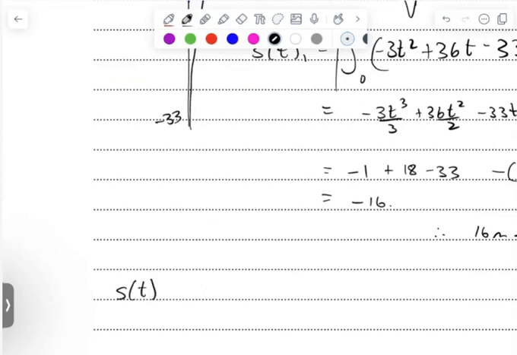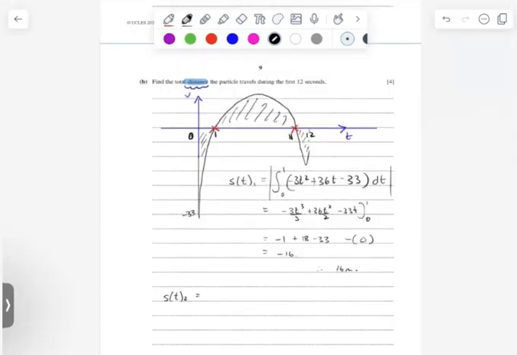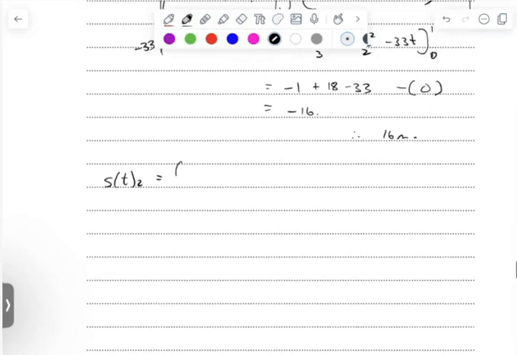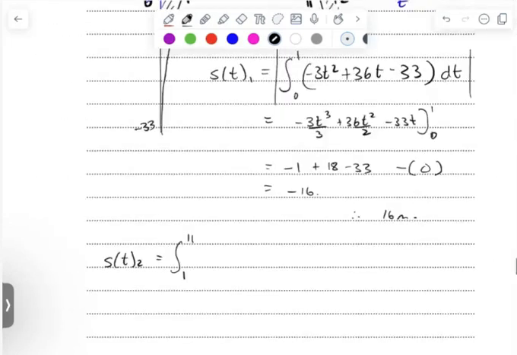My second one is going to go between 1 and 11. Okay, and I'm integrating the same thing.